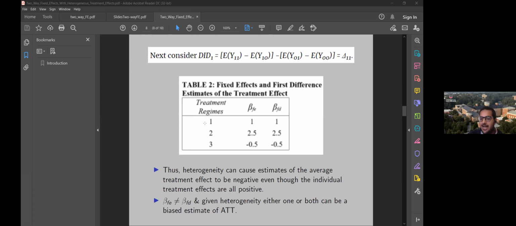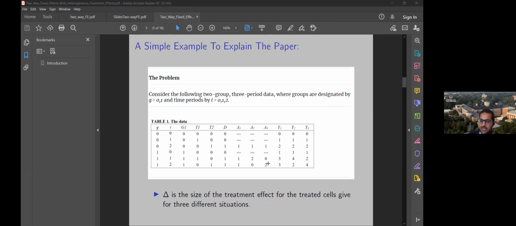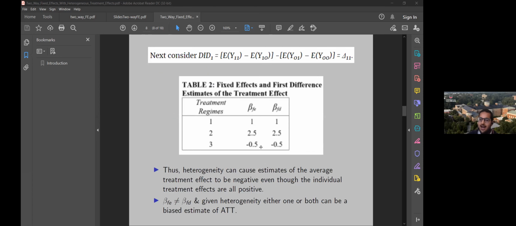And this shows us that when you have homogeneous treatment effects, your beta FE is actually equal to your treatment effect, which is 1. However, when you have heterogeneous effects, you do see a difference from the individual treatment effects. So the crux of this example is that heterogeneity, in this simple example, can actually cause estimates of the average treatment effect to be negative. And in the third situation, where we just flipped it from 0 to 2, we do observe our beta fixed effects being very different from our homogeneous treatment effect.